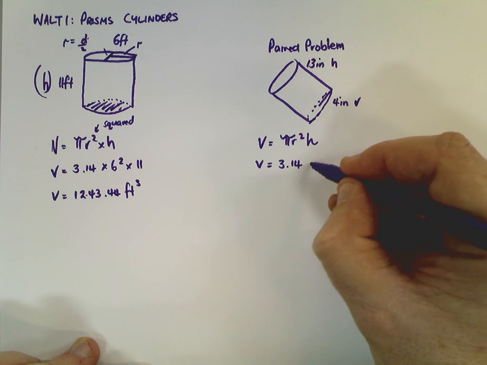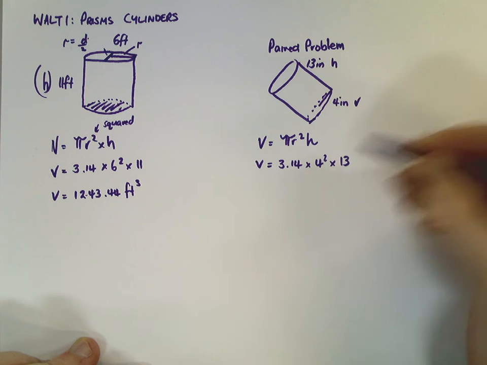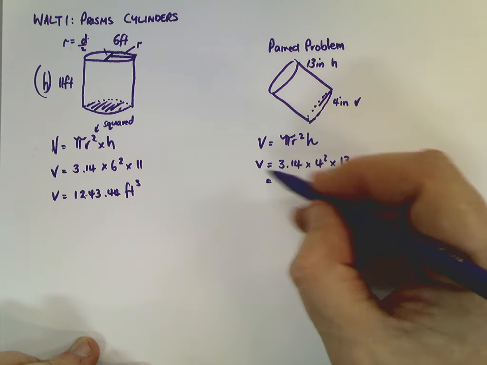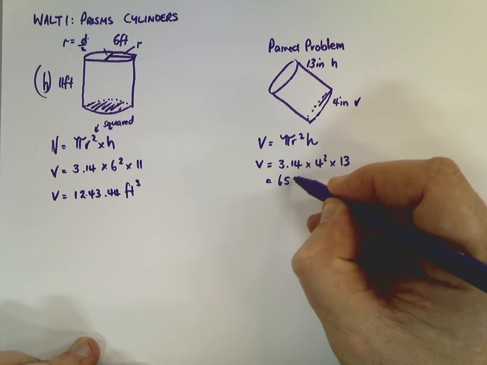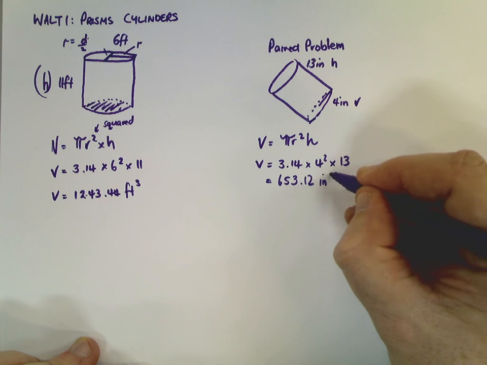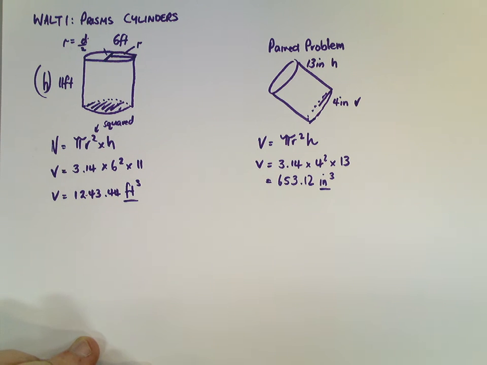So 3.14 times 4 squared times, of course, by 13. And that's going to give us, well, 4 squared is 16. So 3.14 times 16 times 13 gives me an answer of 653.12. And, of course, that is in inches cubed. Don't forget your units, especially if you are working in something that you're not used to.